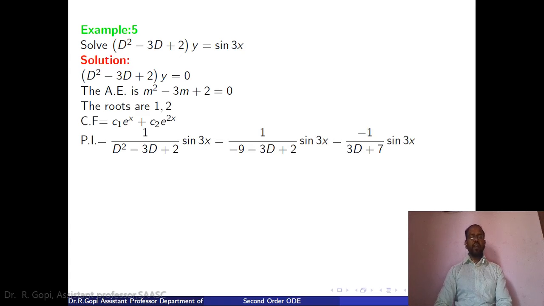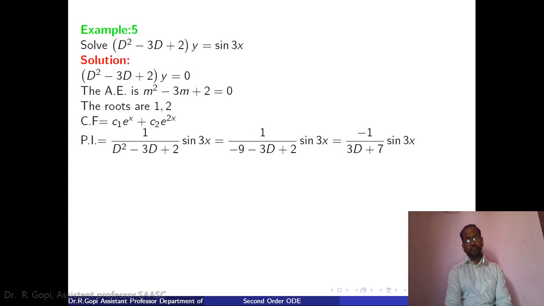So 1 divided by D squared minus 3D plus 2 into sin 3x. We have to replace only for D squared. That is nothing but replace D squared by the coefficient of x, that is 3, then square and put a negative sign. So replace D squared by minus 9. So 1 divided by minus 9 minus 3D plus 2. Then we take the negative sign outside. So 1 divided by 3D plus 7 into sin 3x.